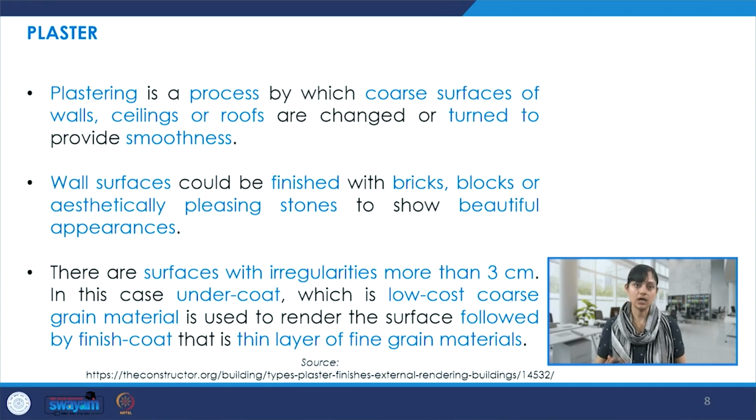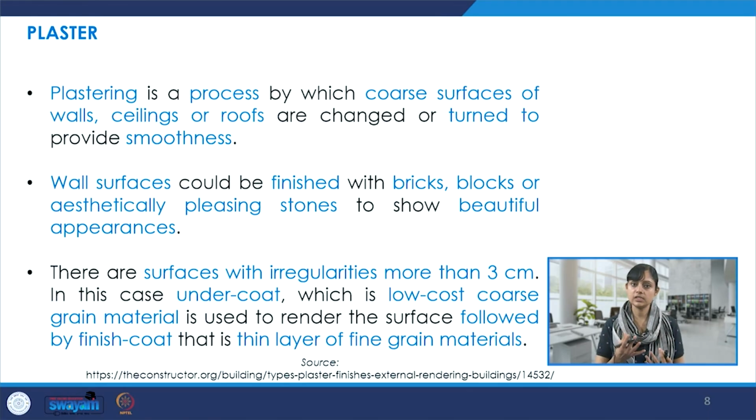When we talk about plastering, it is a very important process by which coarse surfaces of walls, ceilings or roofs can be turned into something very smooth, sophisticated and finessed. Now these wall surfaces could be finished with bricks, blocks, aesthetically pleasing stones, or any kind of customized appearance. Now, there may be surfaces with lots of irregularities, and there may be another set of surfaces which are fairly regular. So depending on that, one has to think about how to do the plastering.